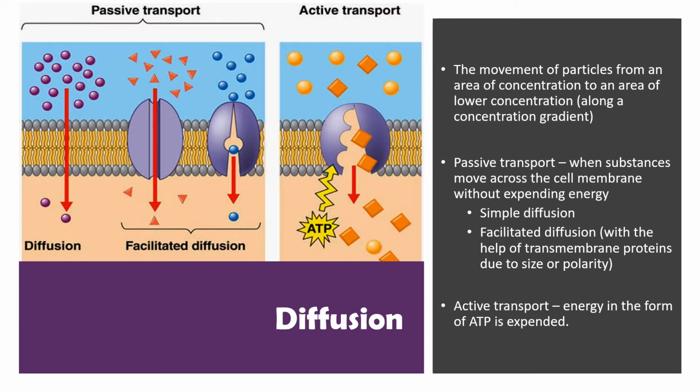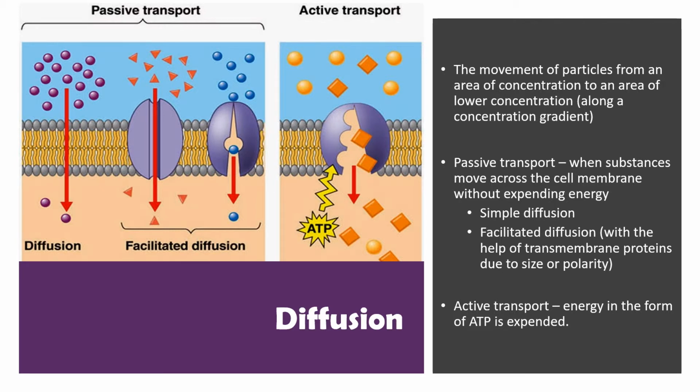But you also have facilitated diffusion, which is just diffusion with the help of transmembrane proteins. So if it's a large molecule, it's not going to be able to pass easily through the membrane, even if it's lipid soluble. So it's going to need the help of those channel proteins. And so that's called facilitated diffusion. There's still no expenditure of energy in facilitated diffusion. So that's why it's called passive transport.